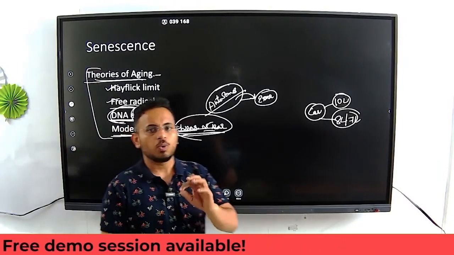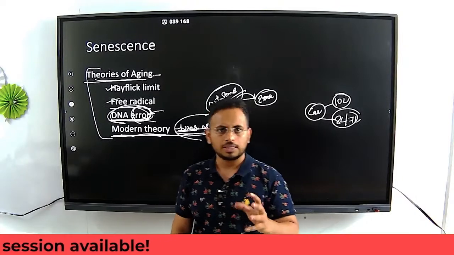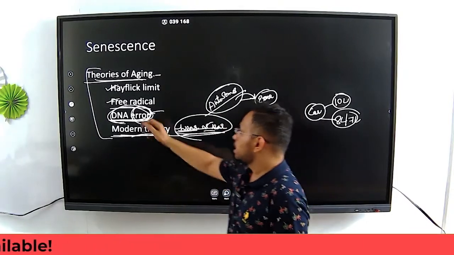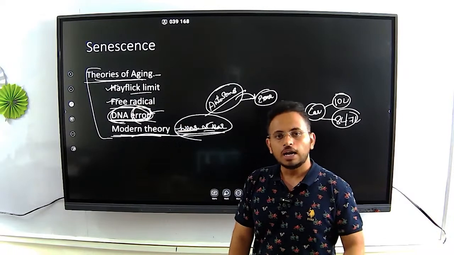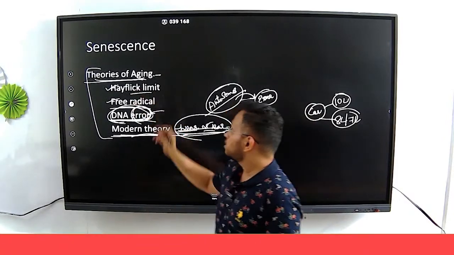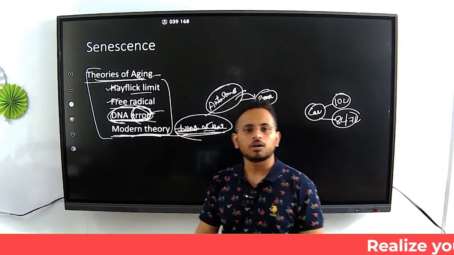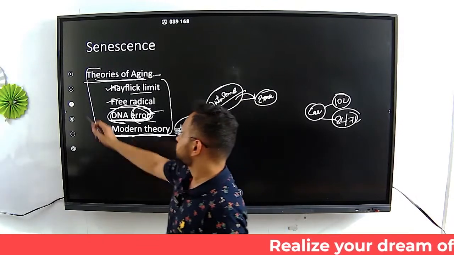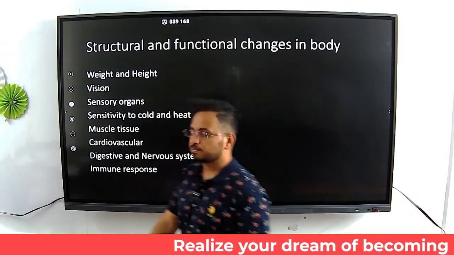See, you will not get one theory for a 10 mark question. That's not how the UPSC operates. You won't get just the theory of Hayflick limit for a 10 marker. No, you will just have theories of aging, and you will have to explain all these for a 10 marker or 150 word answer. Okay, next.